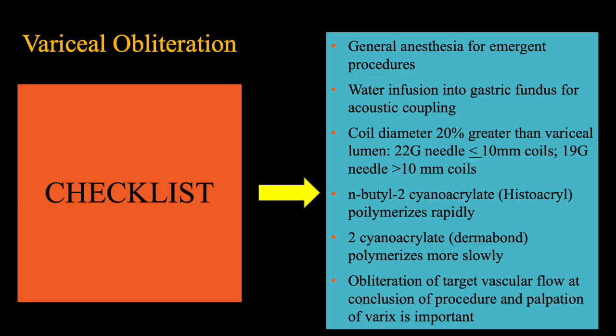After aspirating air, we recommend water infusion into the gastric fundus to obtain good acoustic coupling. A coil size greater than 20% of the size of the vascular lumen may be considered, while coils 10 mm or smaller can be advanced via 22-gauge FNA needles. Larger sized coils will require 19-gauge needles.